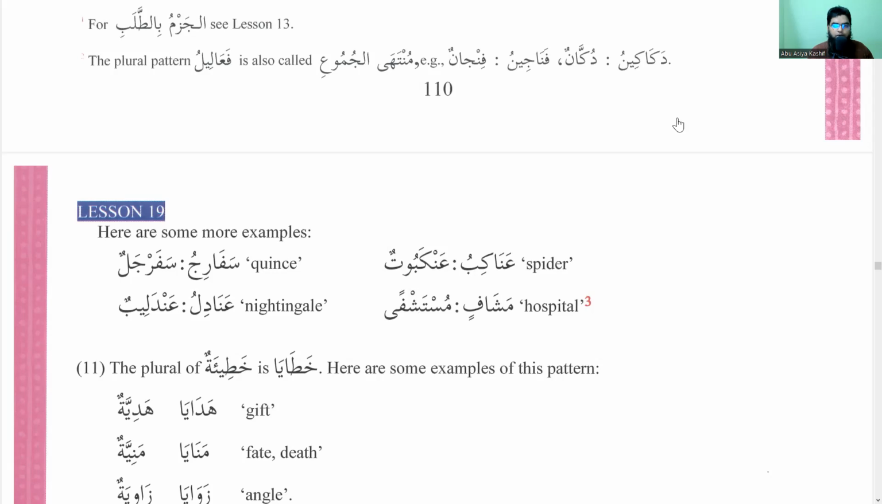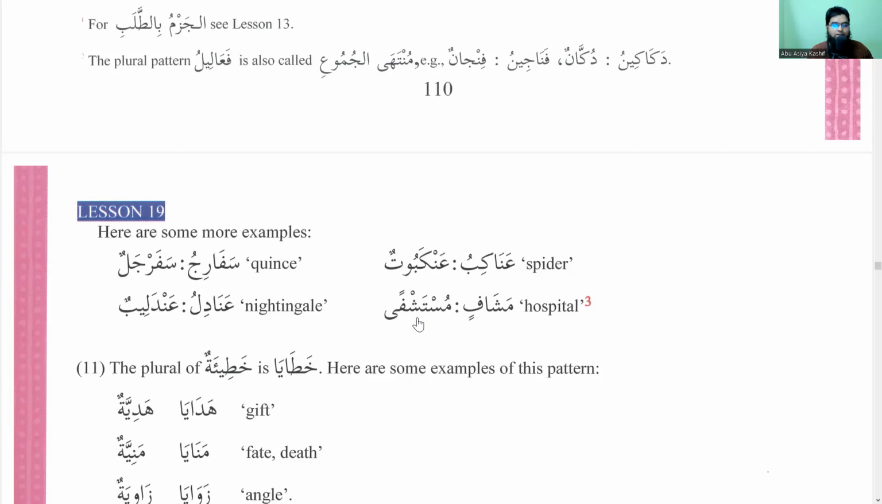Mustashfan. How many letters? 1, 2, 3, 4, 5, 6 letters. So you want to drop something. You cannot guess and make your own. Okay, I want to take 4 of them, 1, 2, 3, 4. Mustashif? No, I cannot make it like that. Or Musashif? I cannot do that, because you have to memorize. It became Mashafin, hospital.